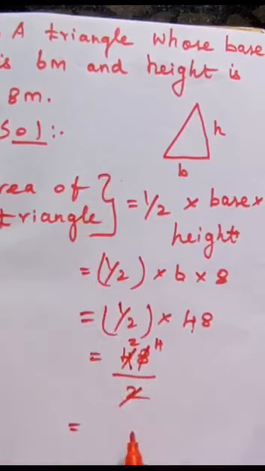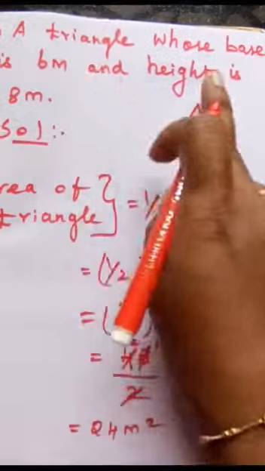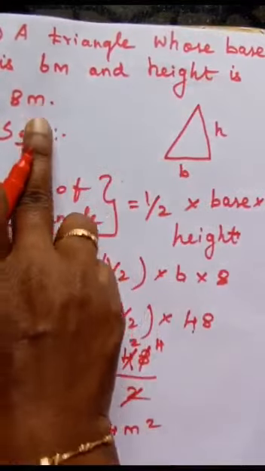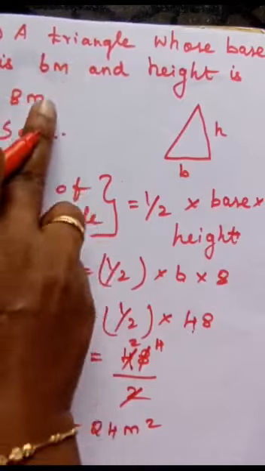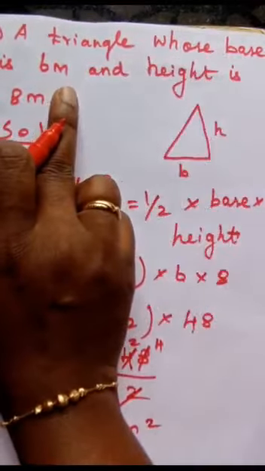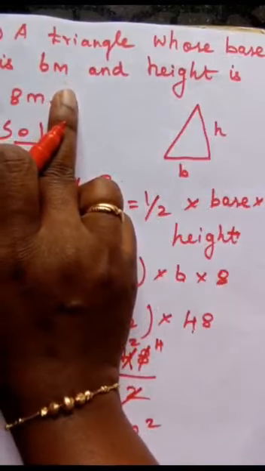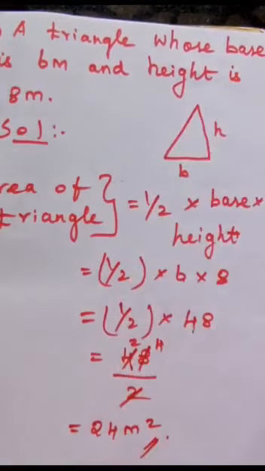Area of triangle. So what is the answer? 24 meter square. And here also base and height is given in which unit? Meter. So finally when you are writing the unit, in whichever unit the numerical value has been given, in that unit you are supposed to write. Clear? The final answer is what? 24 meter square, and this is our area of triangle for the given value of base and height.